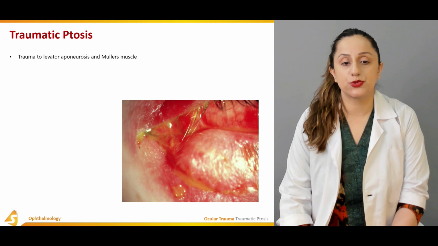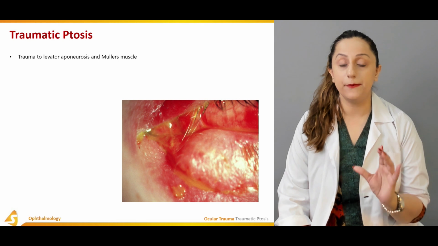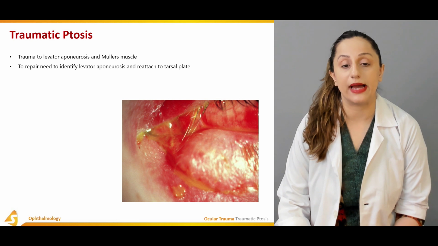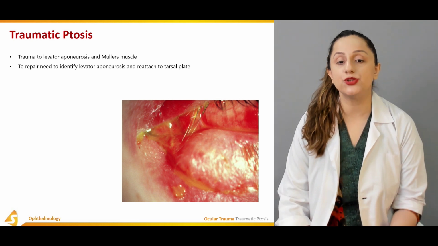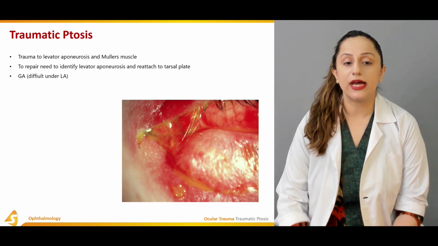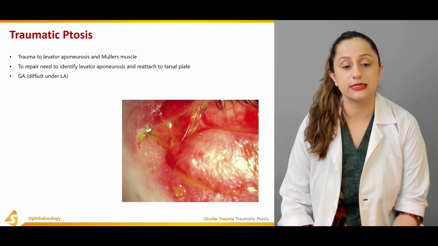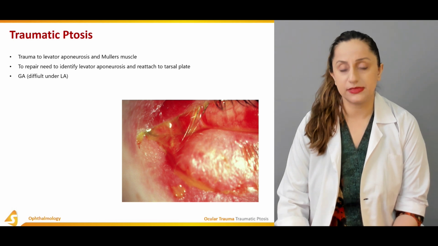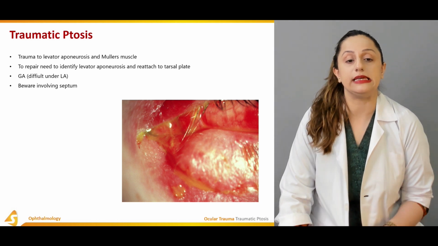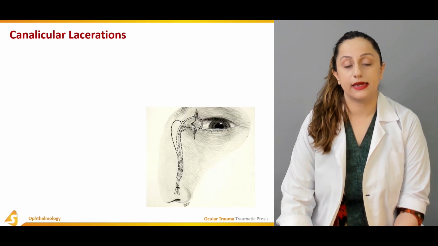If we look at traumatic ptosis, the trauma to the levator aponeurosis or the Mueller's muscles is the main causative factor for the development of this traumatic ptosis. To repair, you need to identify the levator aponeurosis and reattach it to the tarsal plate, which is very identifiable over here. General anesthesia is usually given to the patients to treat these cases of traumatic ptosis, and we're going to avoid local anesthesia because it is sometimes quite difficult to perform these surgeries under local anesthesia. Beware of septal injuries if they are occurring. Consider the delayed repair in these cases.